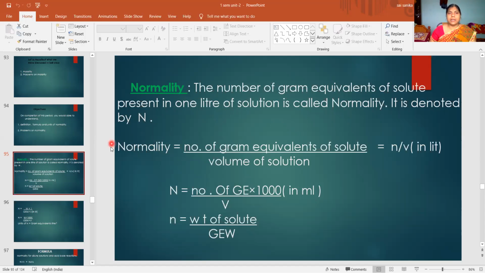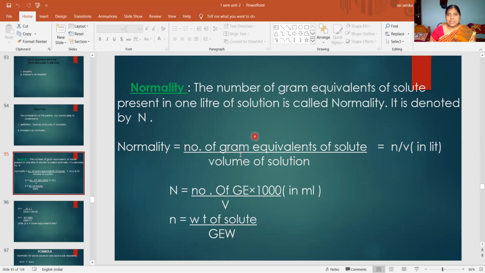So how will you write the formula for normality? Number of gram equivalents of solute by volume of solution in liters. In 1 liter of solution, how many gram equivalents are there? That is given by normality. So here also we are representing number of gram equivalents by n. So n by V in liters. When volume is in liters, it is given by n by V.